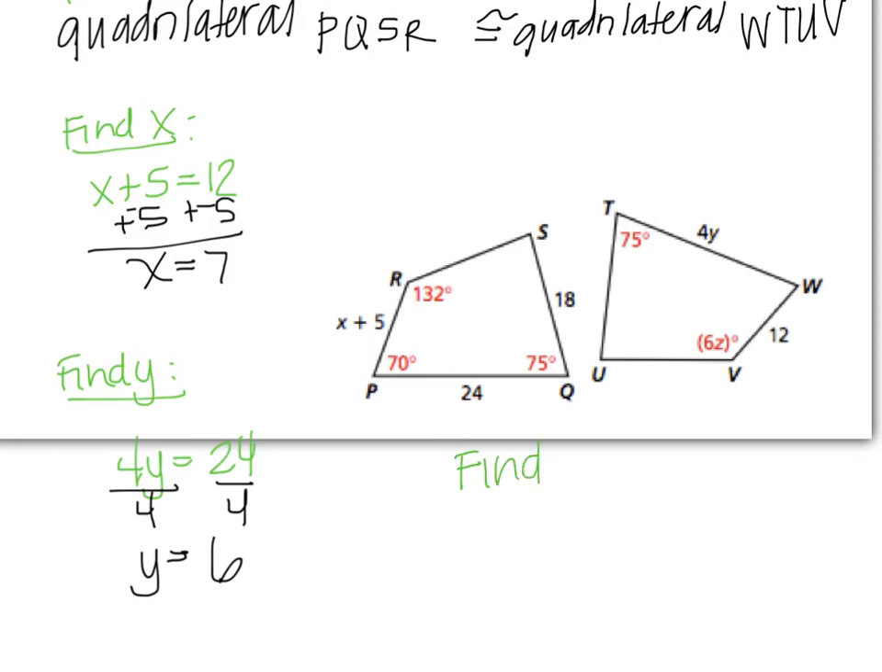Let's find z. So if we look here, this corresponds with angle V, and V is in the last spot, so that corresponds with R. So we can say that 6z equals 132. So let's divide both sides by 6, and z equals 22 degrees. You can now go back and do your exit slip.